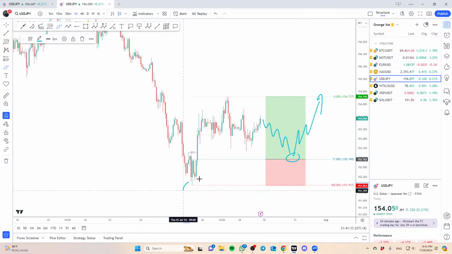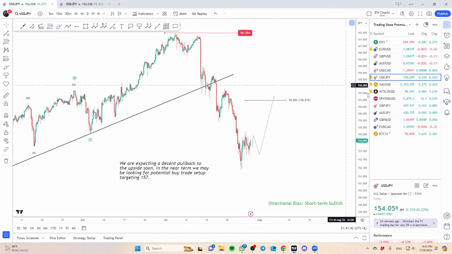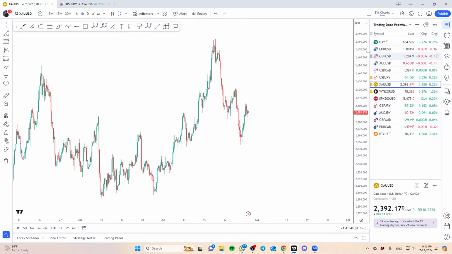Of course, we'll stop below here, and then my primary target will be there. If you want to go for an extended target, that's possible as well. But I just want to highlight that as a possible opportunity that you can pay a little bit more attention to for the week.